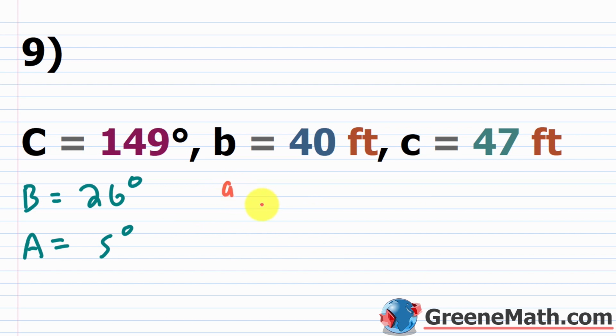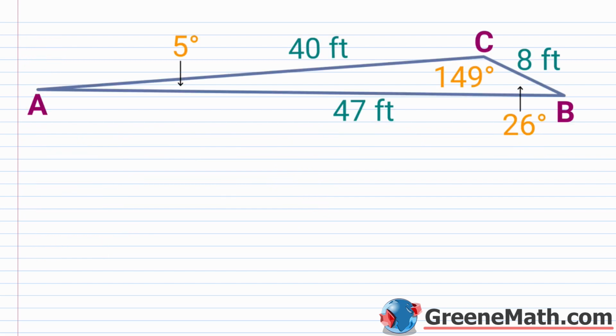So I'll just put that my side A is going to have a length of about 8 feet. If you want to look at the little triangle that's sketched here, our angle C was given. It was 149 degrees. Then we estimated our angle B to be about 26 degrees, and we estimated our angle A to be about 5 degrees. We were given the length of this side C, so this is 47 feet. We were given the length of this side B, this is 40 feet. And then again, we estimated the length of this side A here to be about 8 feet.